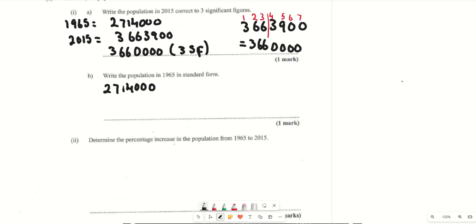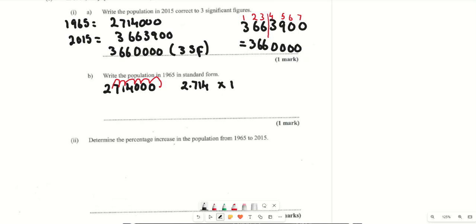Again, the aim in standard form is to get one digit that is not 0. You want a single digit, 1, 2, 3, 4, 5, 6, 7, 8, 9 in front of your decimal. So we're going to shift it: 1, 2, 3, 4, 5, 6. We shifted our point 6 times, and our decimal is now between the 2 and the 7. So it's 2.714. You can put the 3 zeros, it doesn't really matter.